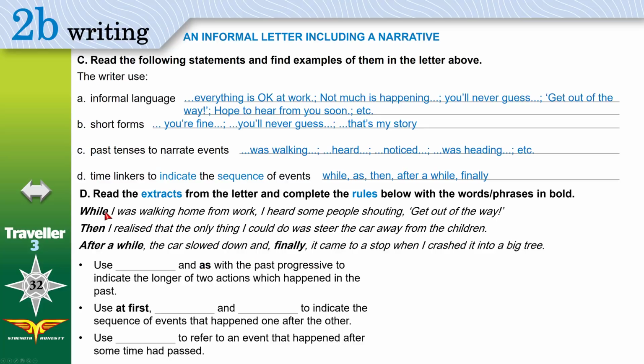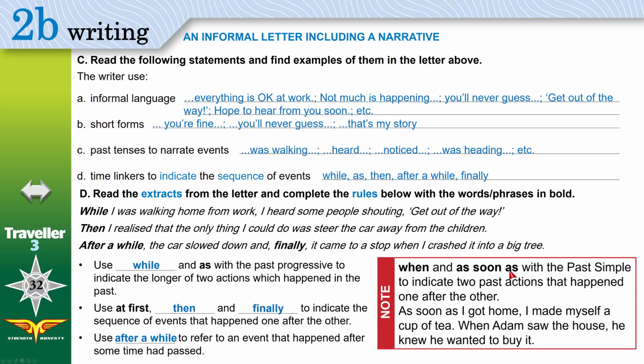We know that we use while and as with the past progressive to indicate the longer of two actions which happened in the past. Use at first and then to indicate the sequence. The sequence, you use what? You use while, as, then, after a while, and finally. Use after a while to refer to an event that happened after some time had passed. After a while means, okay, after some time had passed, then something happened.